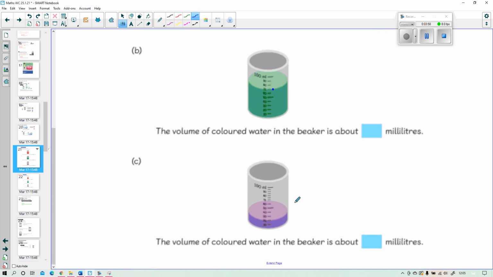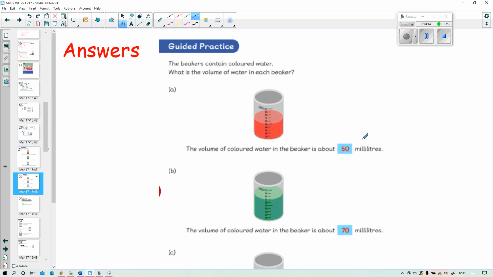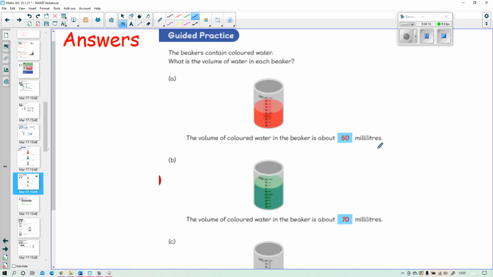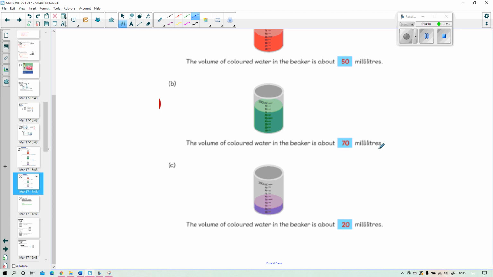And the last one, a smaller volume in this one. Can you see? We've got 1 line and 2 lines. It comes up to the first 2 lines, so it would be 10, 20, 20 millilitres. Well done. And here are the answers put in to show you the volume.